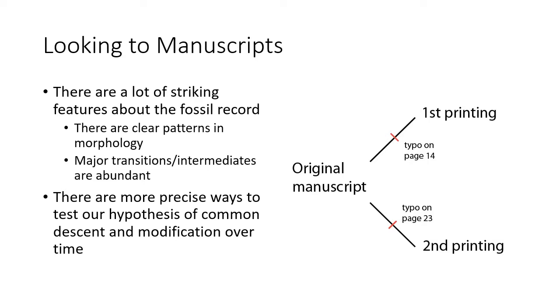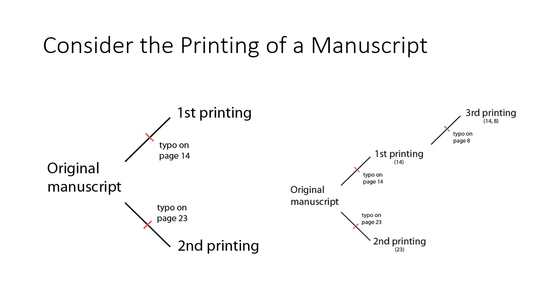So let's suppose you have an original manuscript and then it's copied twice, and both of them have their own unique typo. Now let's say you find a third printing that just so happens to share the exact same typo on page 14, but then has its own unique typo on page 8. Now, an obvious question is, was it copied from the original manuscript, copied from the first printing, or copied from the second printing? Let's say there were only three possibilities in total. Well, the most parsimonious explanation is that it was copied from the first printing, and that typo on page 14 was propagated into the third printing.